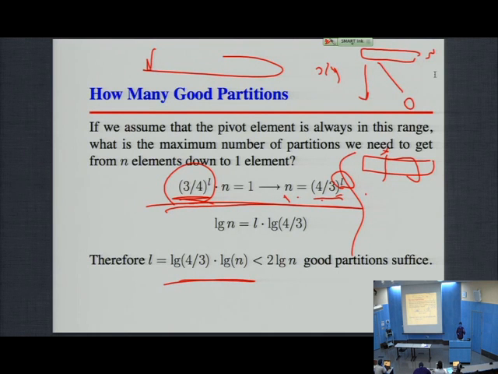Now, in practice, is every one of my pivots going to be a good pivot? No. What fraction of the pivots are going to be good? Half. How many of them are not going to be good? Half. Suppose I always pick the worst possible not good pivot.